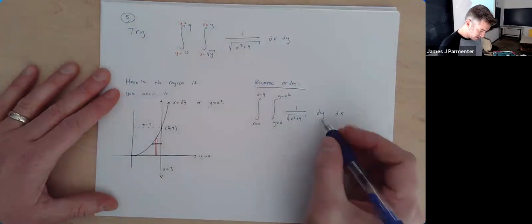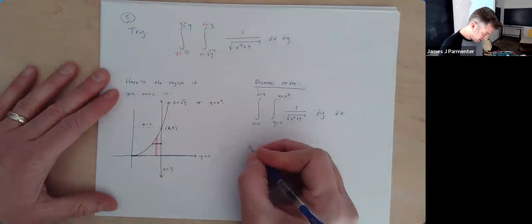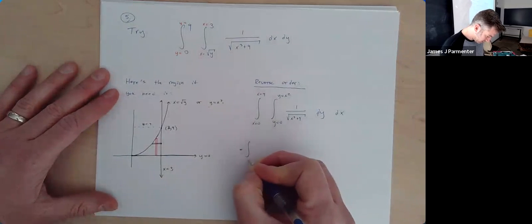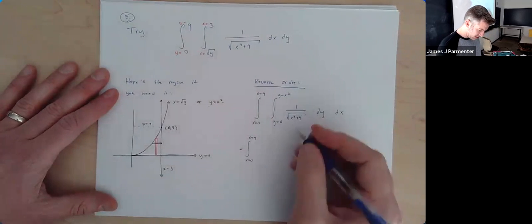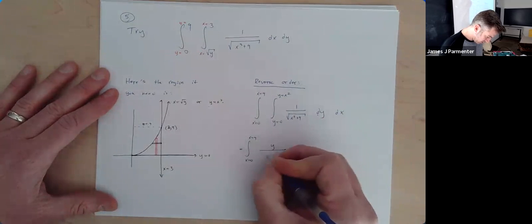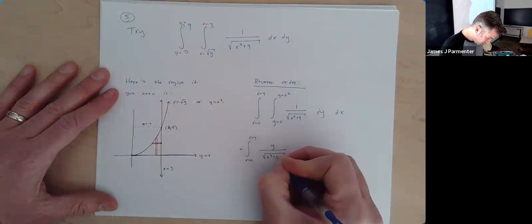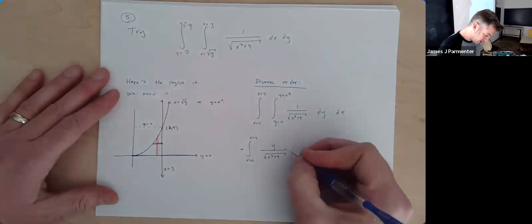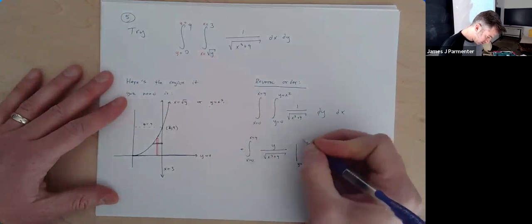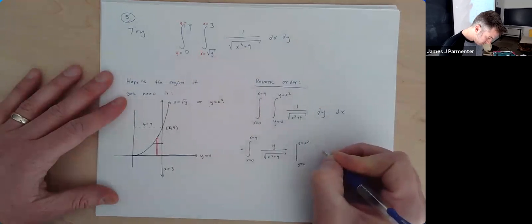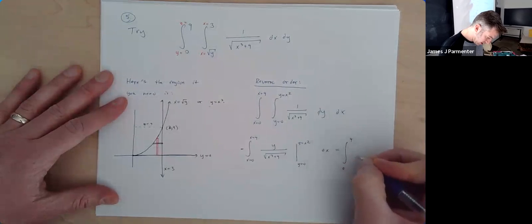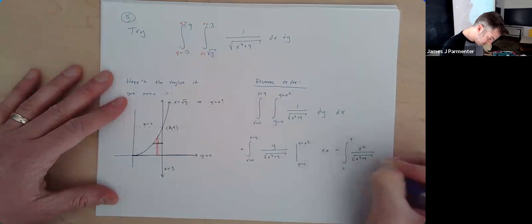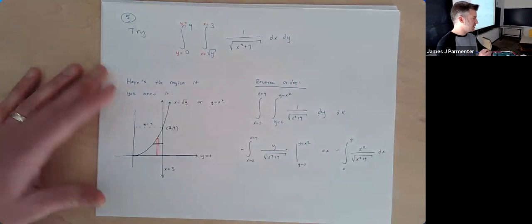So now if we integrate this, we're just going to get a y. So I'm going to get the integral from x equals 0 to x equals 9 of this thing anti-differentiated, which is going to be y over the square root of x cubed plus 9, or you could do 1 over the square root of x cubed plus 9 times y, whatever you like, from y equals 0 to y equals x squared. Plugging in the y equals x squared, we're going to get the integral from 0 to 9 of x squared over the square root of x cubed plus 9 dx minus 0, right?